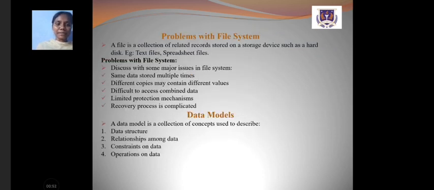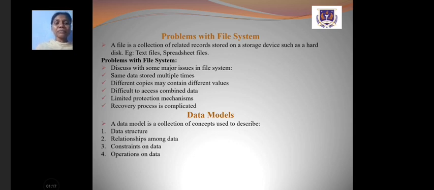Problems with file system. What is a file? A file is a collection of related records stored on a storage device such as a hard disk. Example, text file, spreadsheet file, etc. Let's discuss some major issues in the file system. Same data are stored multiple times. Different copies may contain different values. Difficult to access combined data. Limited protection mechanism. Required process is complicated.